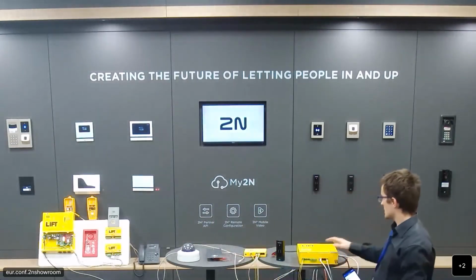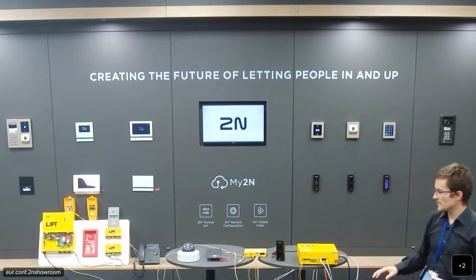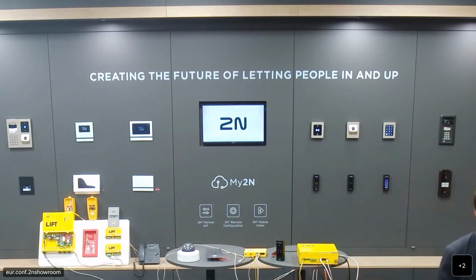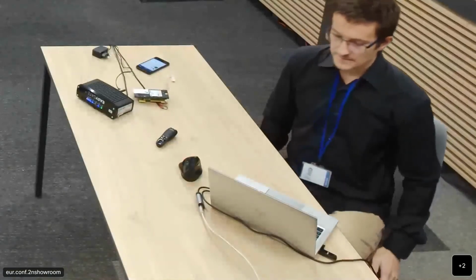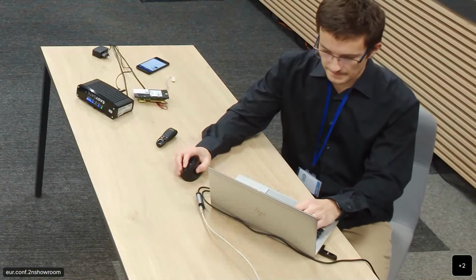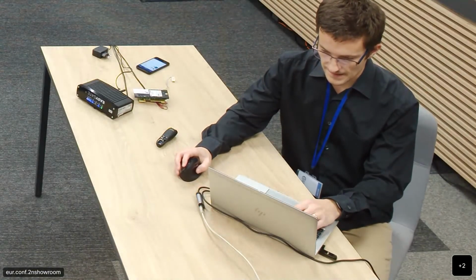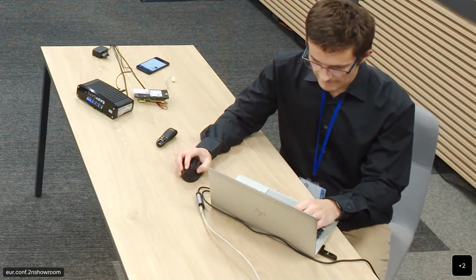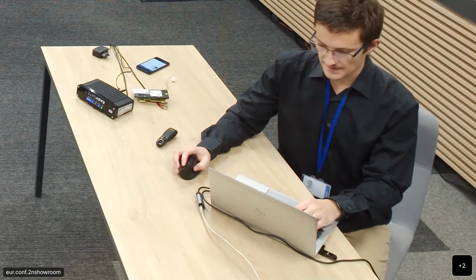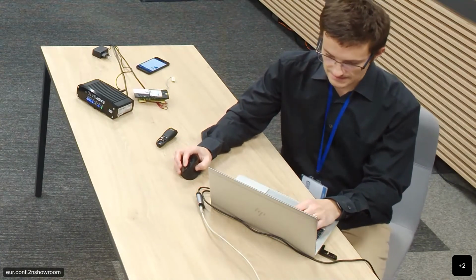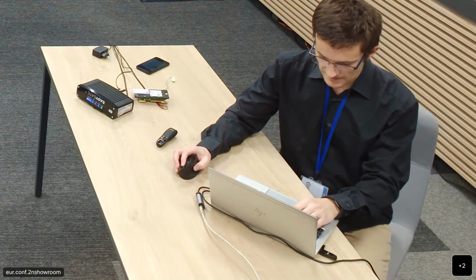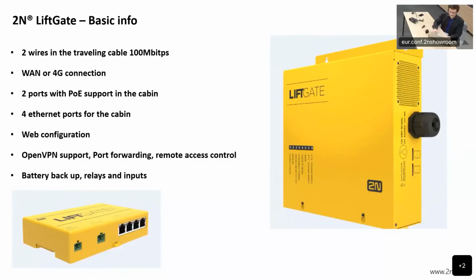So that's how your Liftgate works, which can help you in solutions where you don't have UTP or you need more IP connectivity in the cabin of the elevator. Okay, I will switch again to the presentation. Presentation is here.